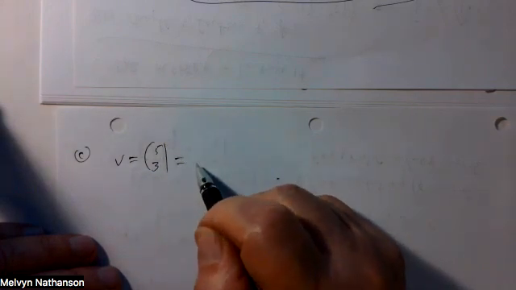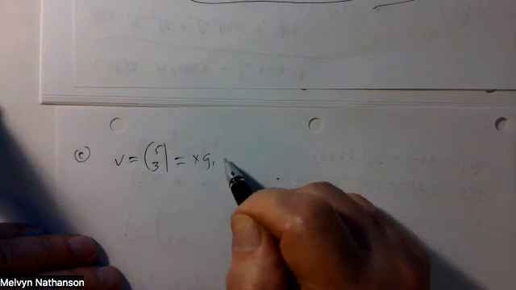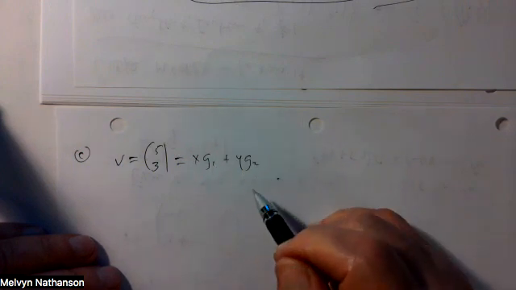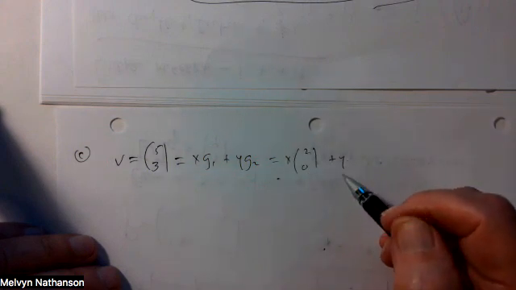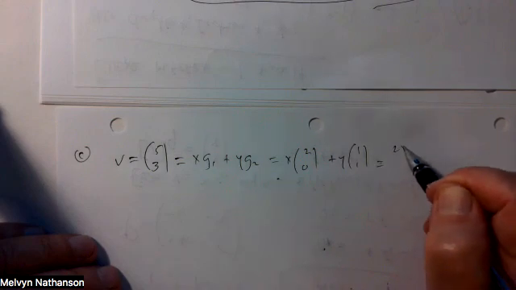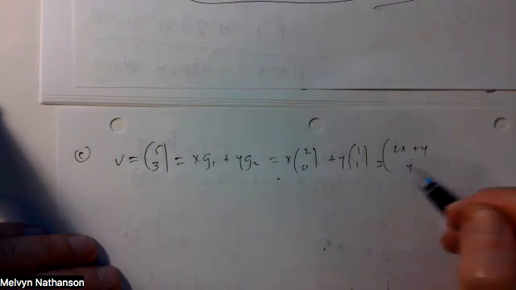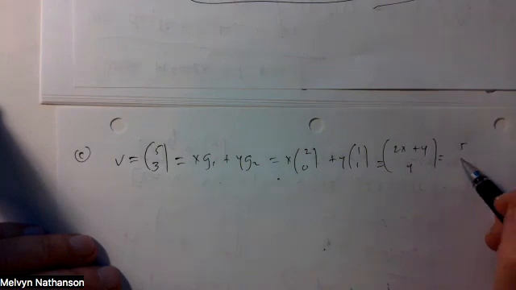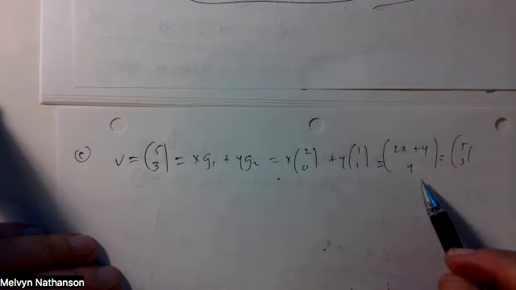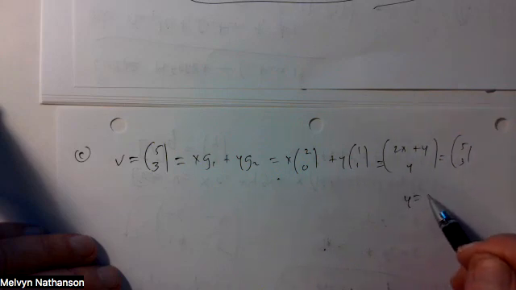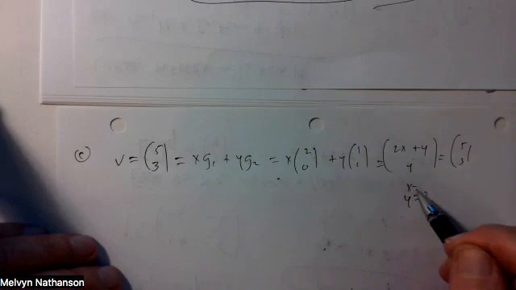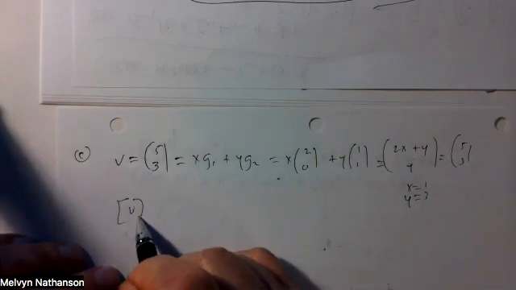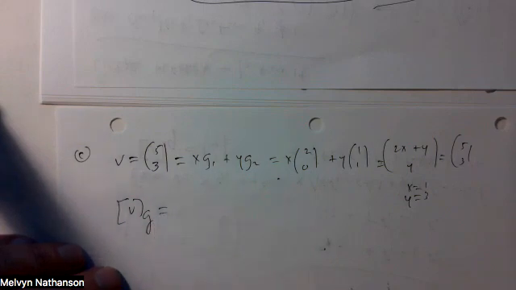So suppose I want to write this as some linear combination x G1 plus y G2. That's x times the vector 2, 0 plus y times the vector 1, 1, which is 2x plus y, y. And I need to find x and y such that this equals 5, 3. So you look at this and you see right away y is equal to 3. And if y is equal to 3, x has to be equal to 1. So the coordinate vector for V with respect to the basis G is 1, 3.